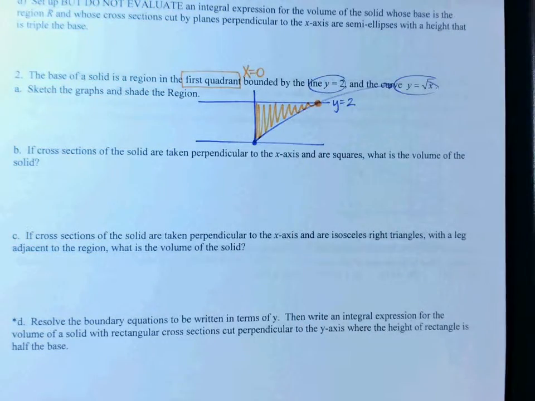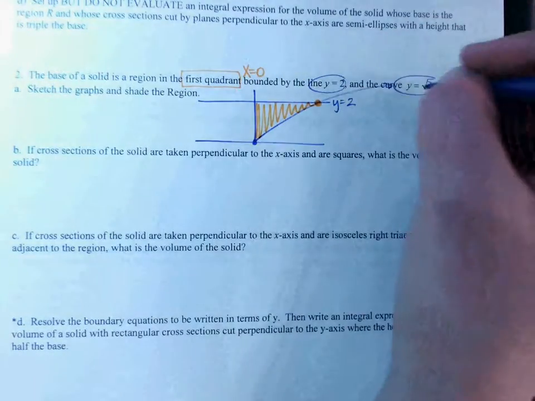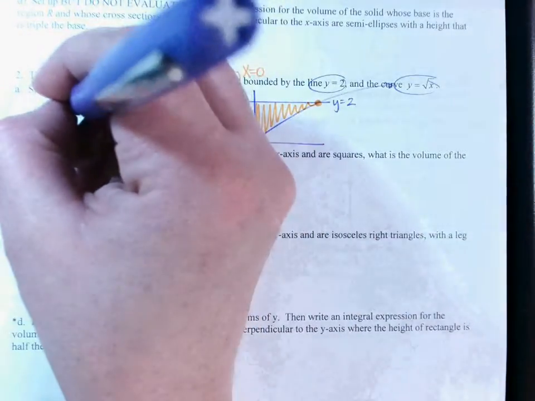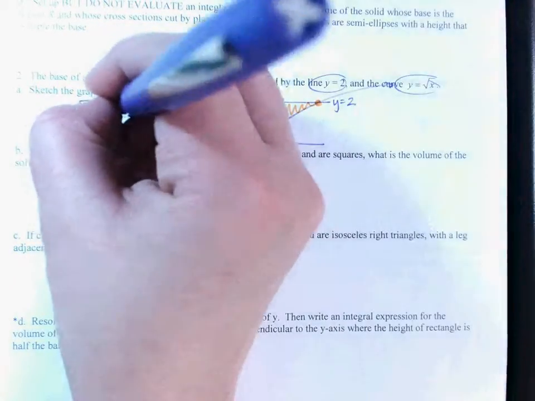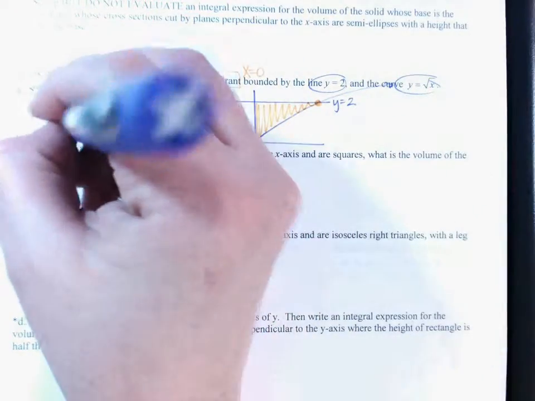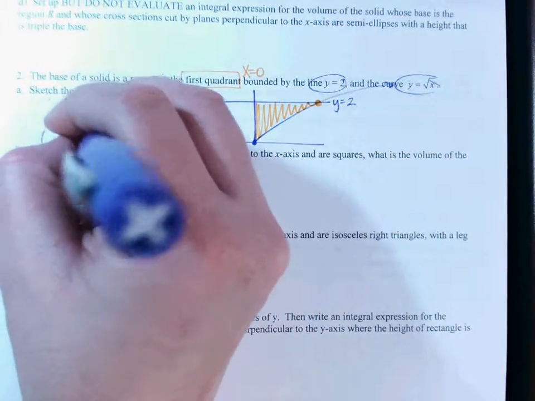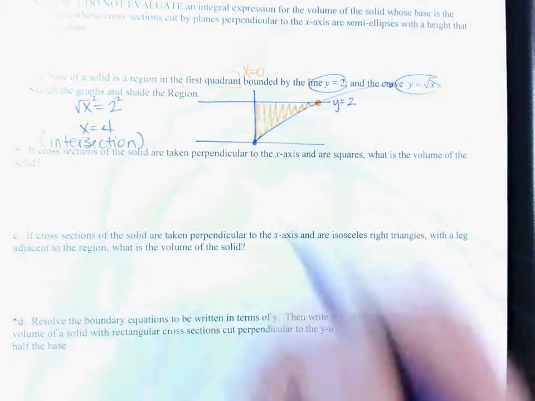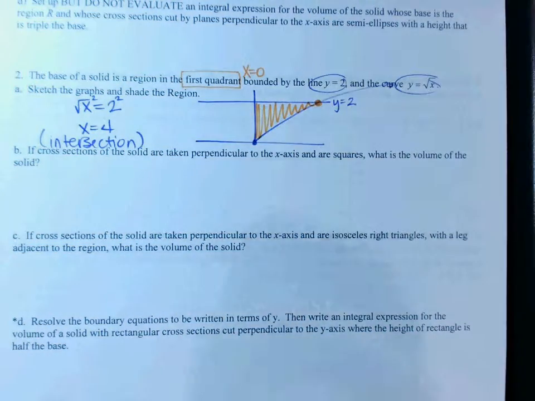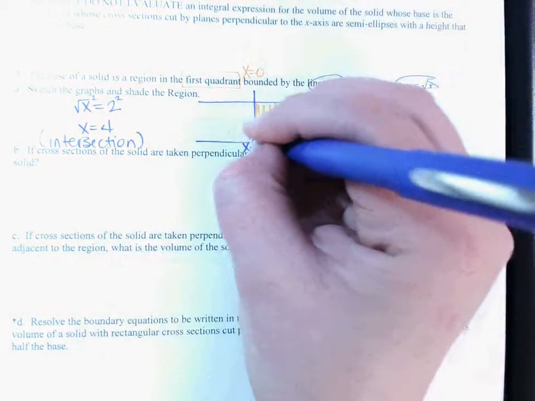Now, that second ordered pair you're going to have to find. Remember, you'll find it by setting your equations equal. So if I have y equals 2 and square root x, then I would let square root x equal 2 and then solve. So square both sides, x equals 4. And in case you're wondering, that was to find the intersection. I didn't label it, but hopefully you knew that. So this is x equals 4. This other side is x equals 0.